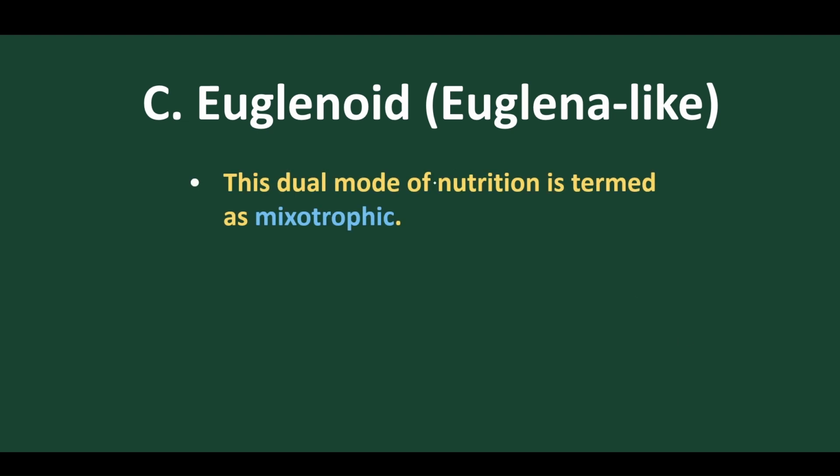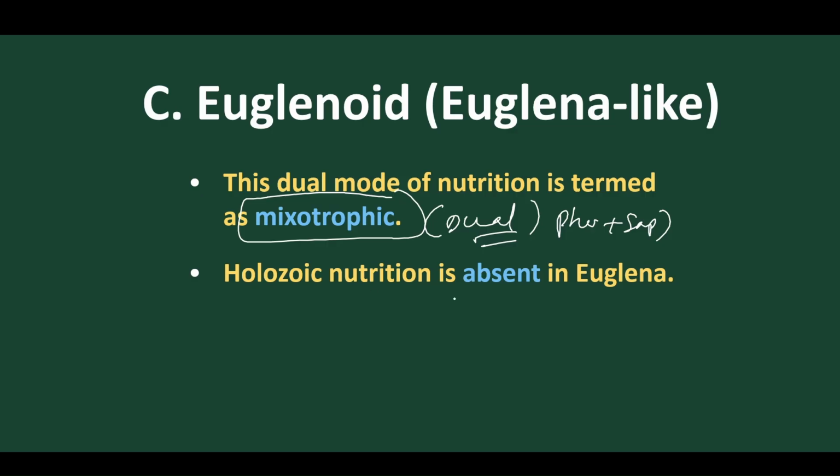This dual mode of nutrition in Euglena is called the mixotrophic mode of nutrition. Mixotrophic means dual nutrition, two types of nutrition: one is photosynthetic and another is saprobiotic. Got it? So holozoic nutrition is absent. Direct engulfing, where we ingest or intake the food in holozoic form, is not found in Euglena.